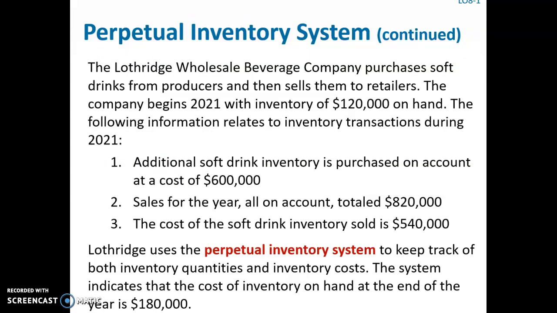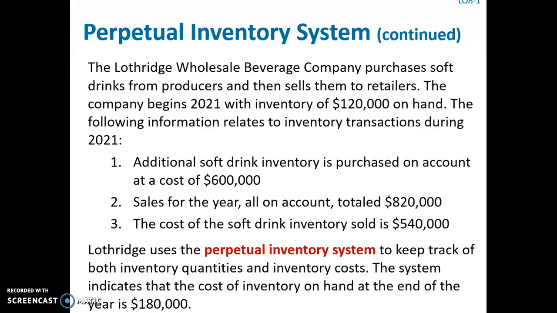For example, Lothridge Wholesale Beverage Company purchases soft drinks from producers and sells them to retailers. The company begins 2021 with inventory on hand of $120,000. The following information relates to inventory transactions during 2021. Additional soft drink inventory is purchased on account at a cost of $600,000. Sales for the year, all on account, totaled $820,000.